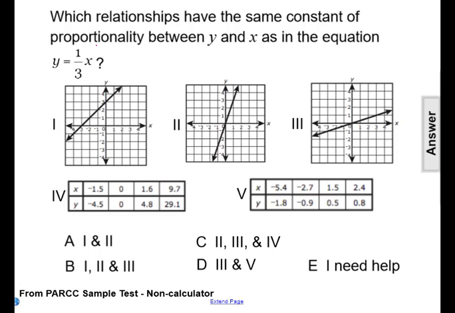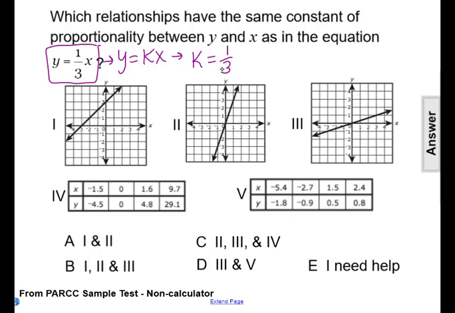So the equation y equals 1/3 x is in the format of y equals kx. The variable y is completely isolated and x is just being multiplied by something. It has a coefficient of k. That coefficient of k is the constant of proportionality. So in this equation, if we look at the coefficient, we have k equals 1/3.